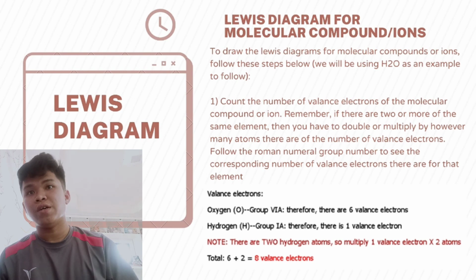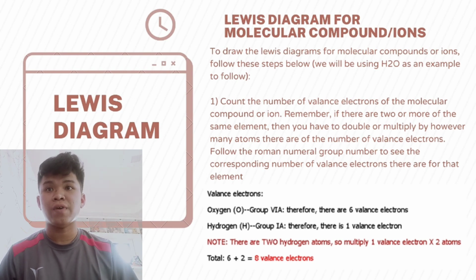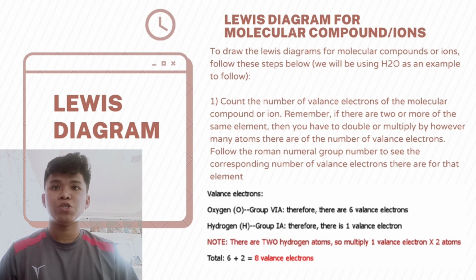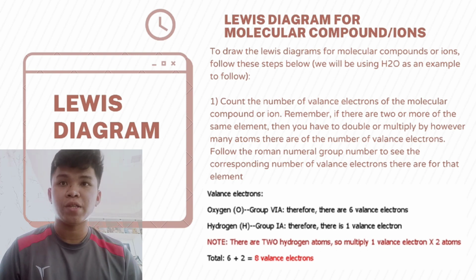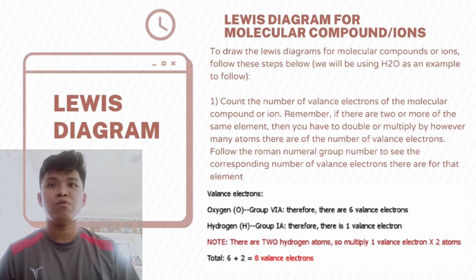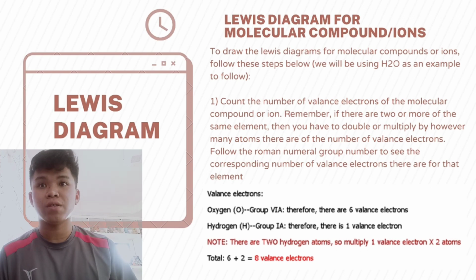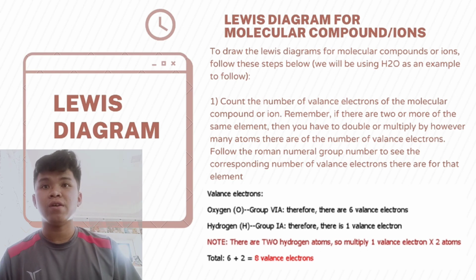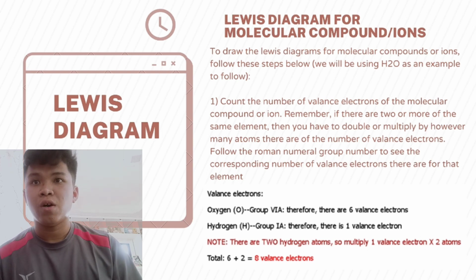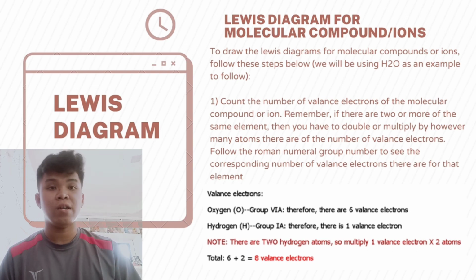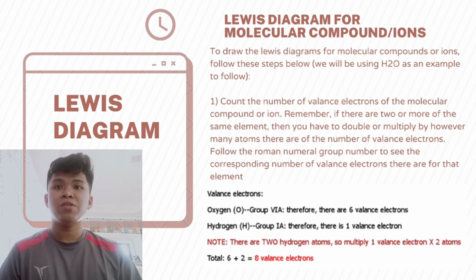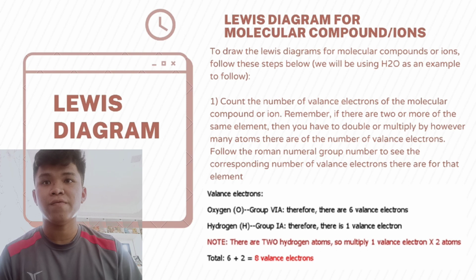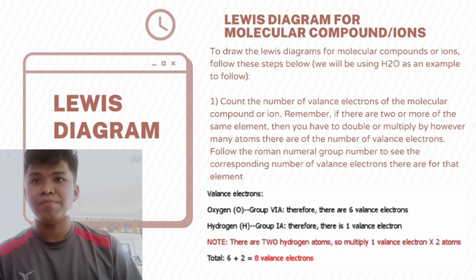To draw the Lewis diagrams for molecular compounds or ions, follow these steps below. We will be using H2 as an example. So H2 yung gagamitin natin to draw the Lewis diagram for molecular compounds and for ions. First step is to count the number of valence electrons of the molecular compound or ion. Remember, if there are 2 or more of the same element, then you have to multiply by however many atoms there are the number of valence electrons. Follow the Roman numeral group number to see the corresponding number of valence electrons for that element.